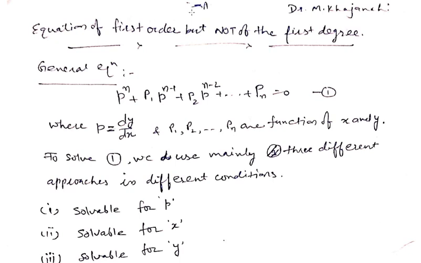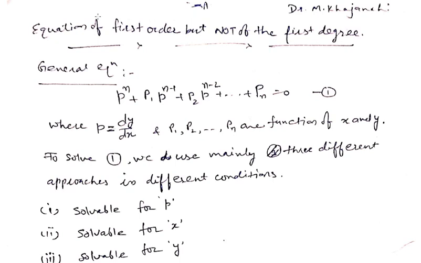Hello students, in this video we study the solution of first order differential equation, but its degree is not 1. Degree is not 1 means the index of the highest order derivative is more than 1, that is 2 or 3, and first order means the highest order derivative which exists in the given differential equation is of order 1.